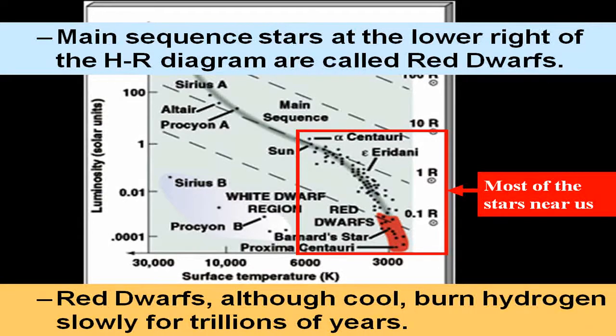Red dwarfs are on the main sequence, so they're doing the same thing that our Sun is doing. They're burning hydrogen into helium, but they're doing it more slowly. So they're going to last for trillions of years. They're going to last much longer than our Sun because they are smaller and they're burning hydrogen into helium, but they're doing it very slowly. And so they're not as luminous as our Sun, but they're also going to stay around for quite a while.